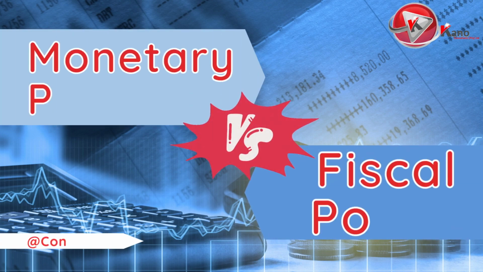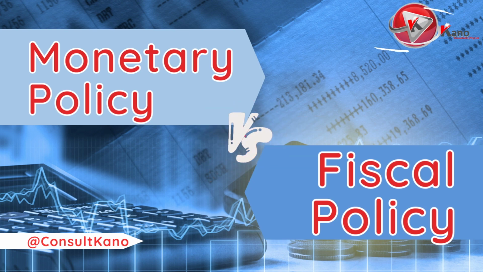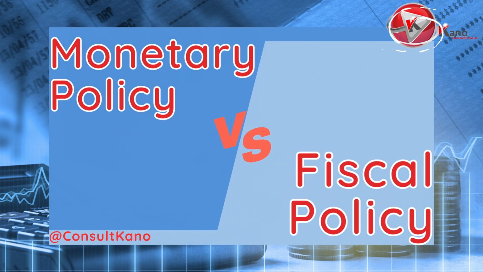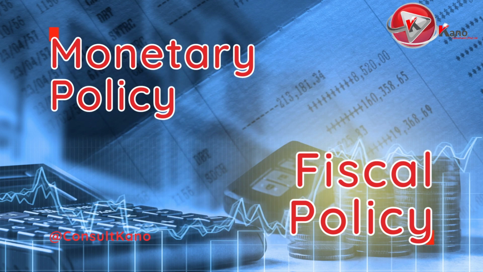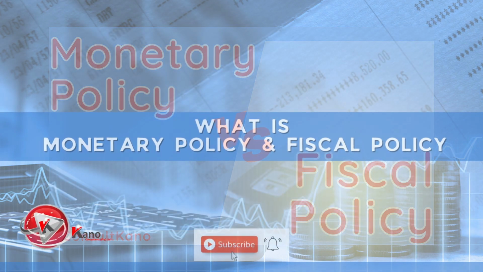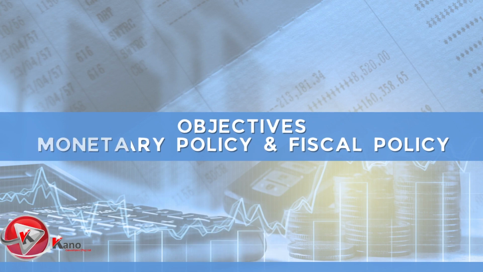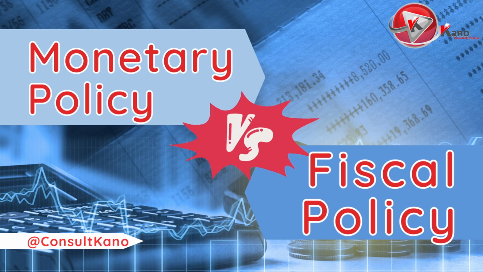Monetary policy and fiscal policy are two distinct tools used by governments and central banks to manage and stabilize the economy. While they both aim to influence economic activity, they operate in different ways and have different objectives. In this video, we will define what monetary policy and fiscal policy are, the objectives of each type of policy, as well as the difference between the two policies. So, without wasting any more time, let us get into today's video.